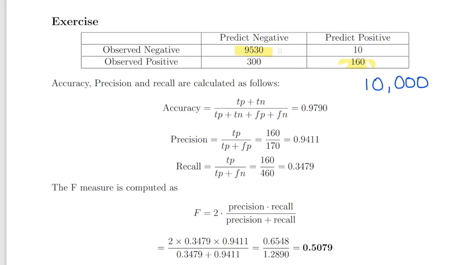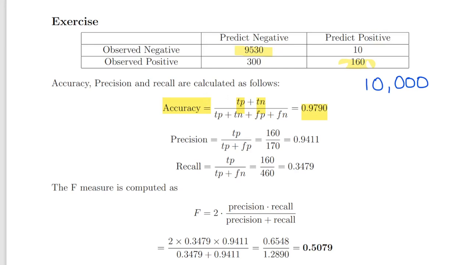Accuracy combines these two results into a single value. The true positives, 160, plus the true negatives, 9,530, altogether give us 9,790. There are 10,000 cases altogether, so that works out to be 97.9%, 0.9790. Straightforward enough. It seems good, but let's look at precision and recall.